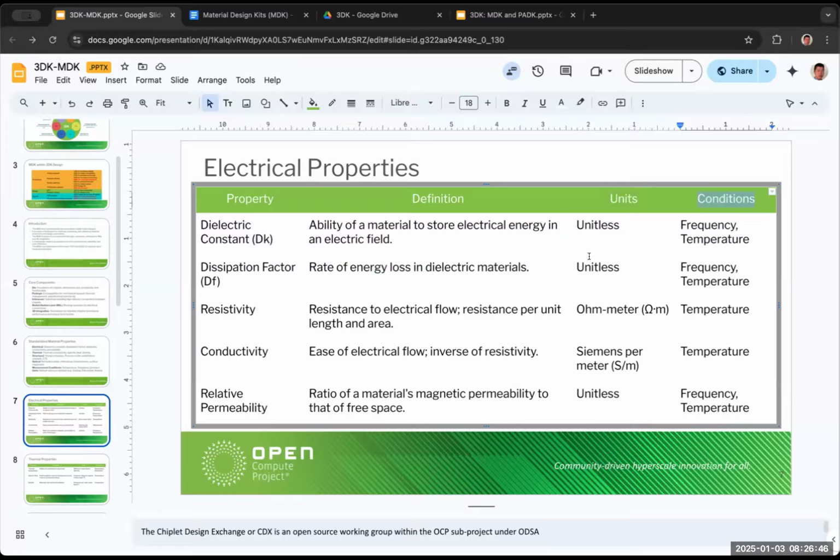Some of them don't have a unit. And for the condition, you have to specify the temperature, and then you have to specify the frequency here. And then the same for resistivity and conductivity, and also the relative permeability. I think these are the five common properties used in the electrical related material properties.